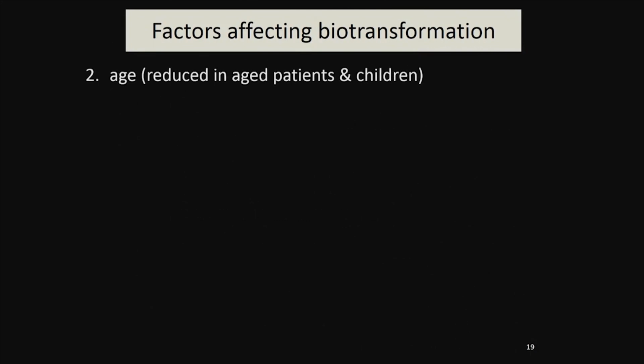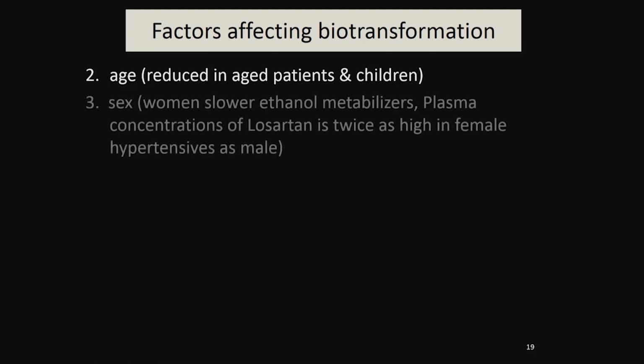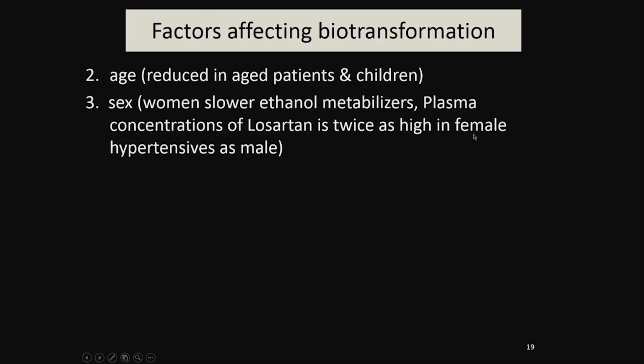Next, age. Biotransformation is reduced in aged patients and children. So biotransformation is much lower in the elderly and children, so toxicity could be higher. Third is sex. Women are slower ethanol metabolizers. That is why the blood concentration of ethanol in women remains much longer than in men. Plasma concentration of losartan is twice as high in female hypertensives when compared to males. This is a drug given for hypertension.